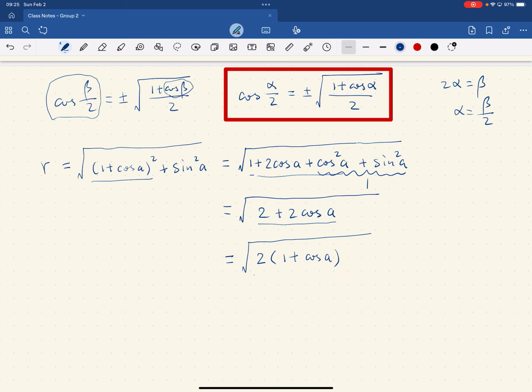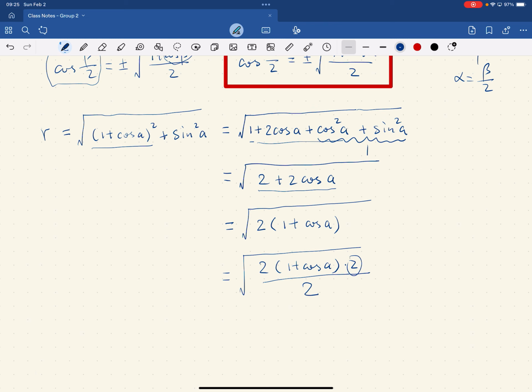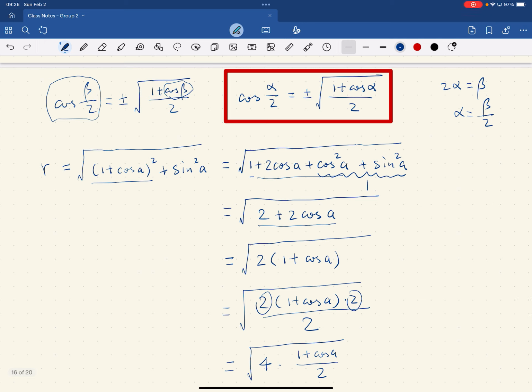But if I go with this, I multiply 2 for the numerator and the denominator, right? So this is still the same thing. They're still equal, right? So then we have 2 times 2 equals 4. So we have 4 times this stuff, right? So you see, well, now I can see it. This is that, right? This is that.